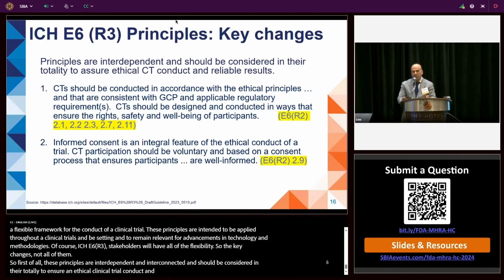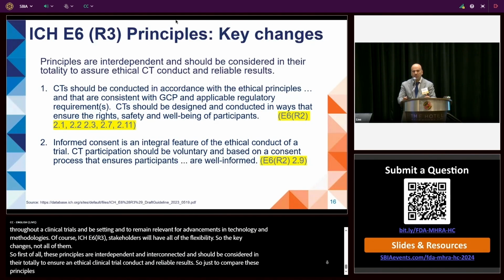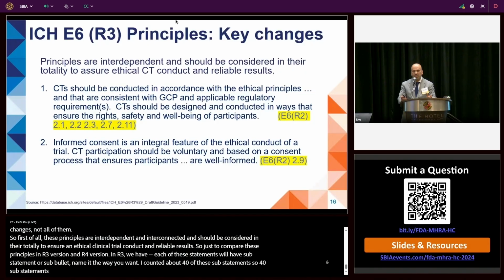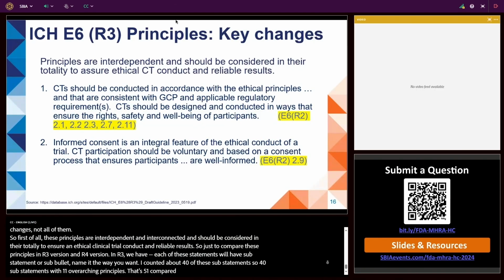So just to compare these principles in R3 version and R2 version. In R2 version, we have 13 statements. In R3, we will have 11 big statements, but under each of these statements, we will have sub-statement or sub-bullet or sub-point, name it the way you want. And I counted about 40 of these sub-statements. So 40 sub-statements with 11 overarching principle, that's 51 compared to only 13 in R2. This is not to make our life difficult or complex, it's more to provide clarity and flexibility.